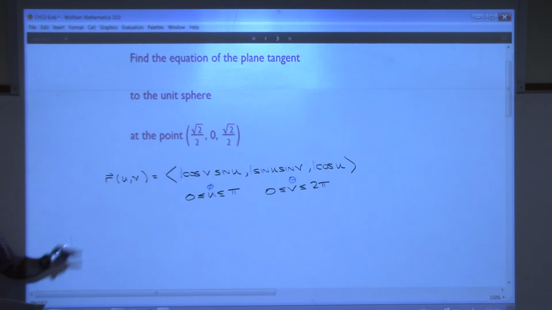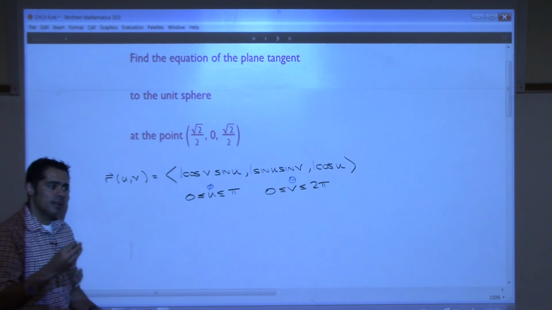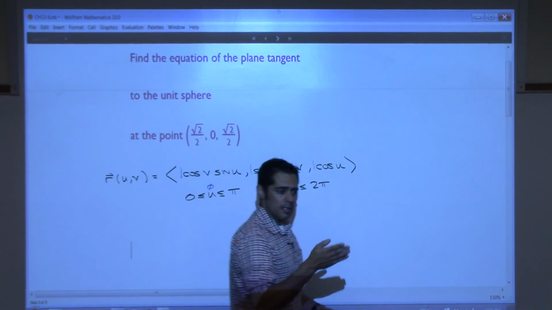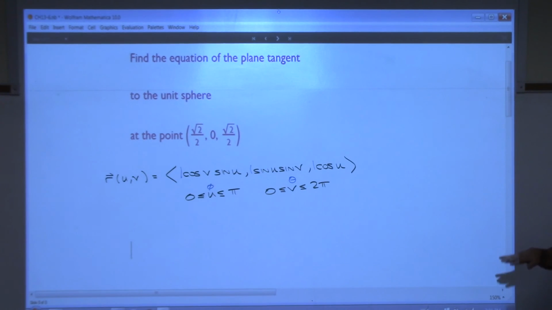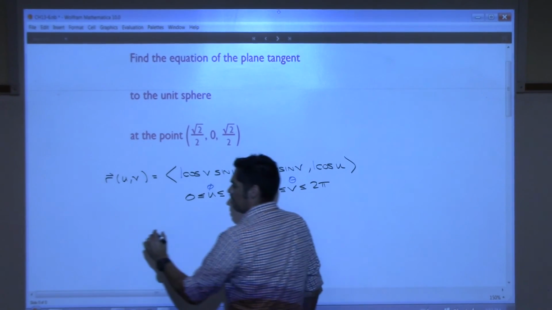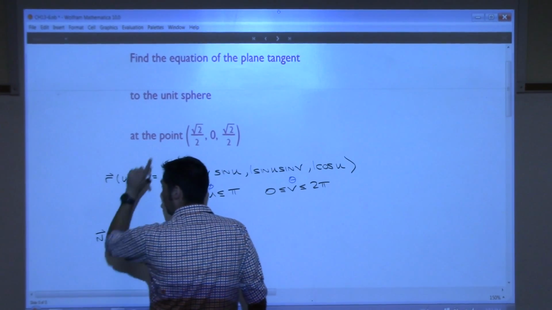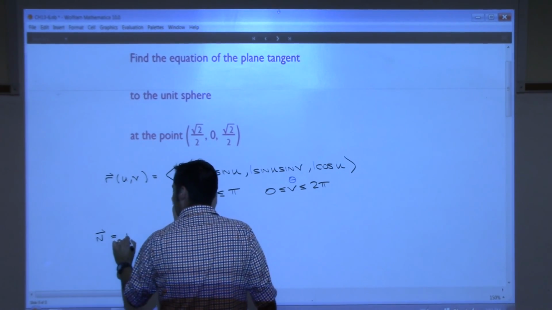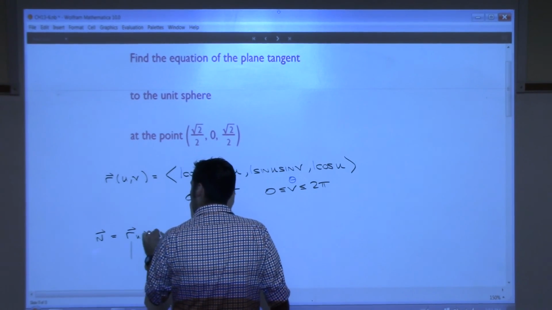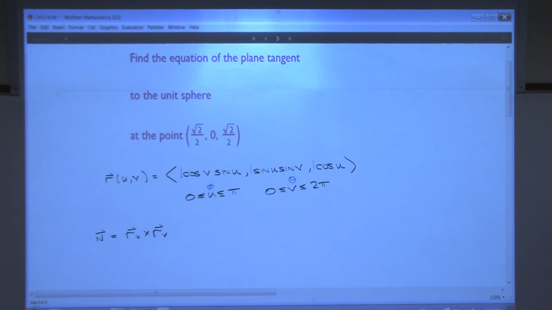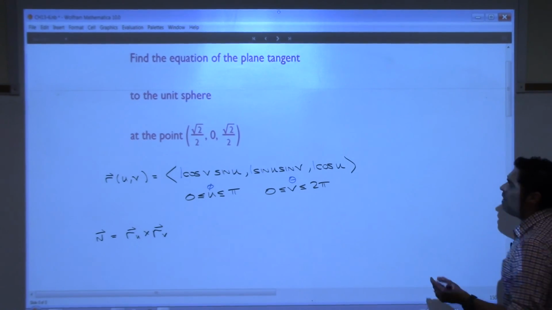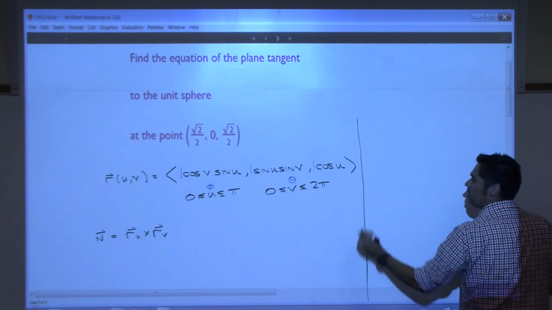Two vectors that live in that plane are going to come from the partial derivatives, because those partial derivatives give me tangent vectors, don't they? And each of those tangent vectors must lie in the plane. So I'm going to need, to find the normal vector of the plane, to take the cross product of the two partial derivatives of r. Understand? That'll give me the normal. So let's go ahead and find the partials right now, and I'll come back and cross them.